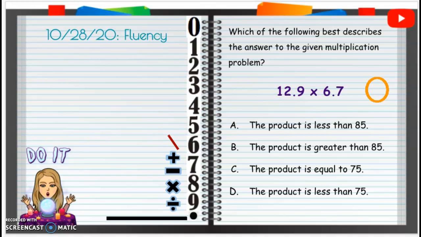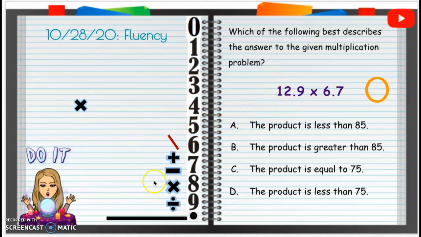October 28th, 2020, Fluency. All right, so which of the following best describes the answer to the given multiplication problem? So it tells us here 12 and 9 tenths times 6 and 7 tenths. So let's do this over here. We are going to multiply.